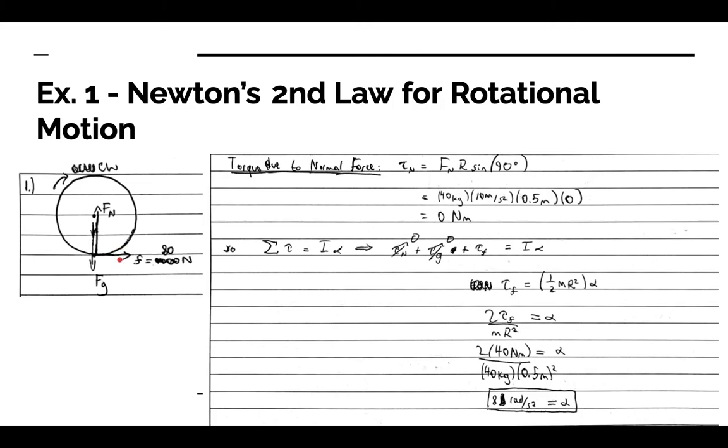as your object slows down. Okay? The only reason that this doesn't happen when you're driving is because you keep your foot on the accelerator, which applies a constant torque in the form of the axle going through the wheels. And this right here is an example problem for Newton's second law for rotational motion.